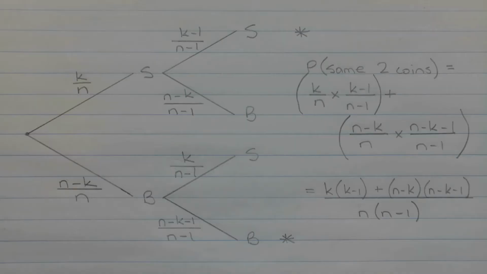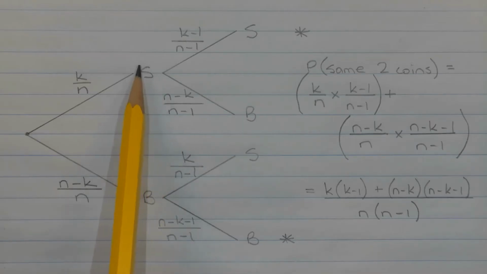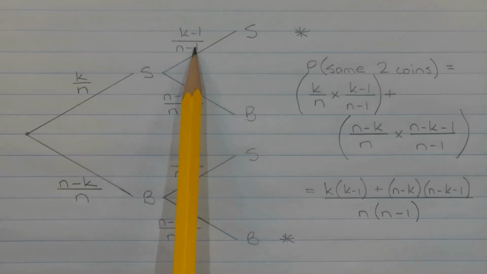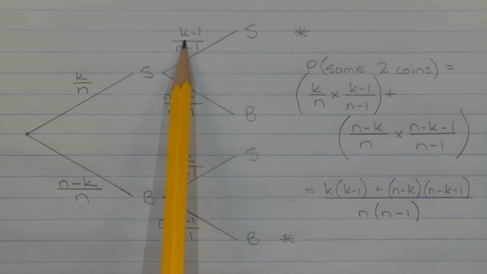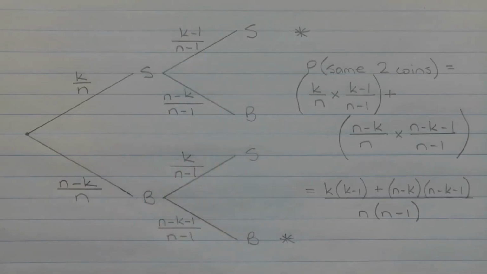Let's have a look at the probabilities in the first draw. The probability of drawing a silver coin in the first draw must be k over n. And the probability of drawing a bronze coin, which is the complement of drawing a silver coin, must be n minus k over n. Now this is selection without replacement. We're not putting the coin back in the bag. So we're depleting the total number of coins in the bag by 1, which is why the probabilities in the second stage, the denominators, are all n minus 1. We just need to be mindful of the numerators.